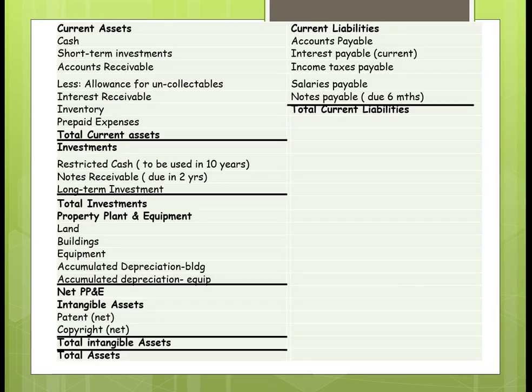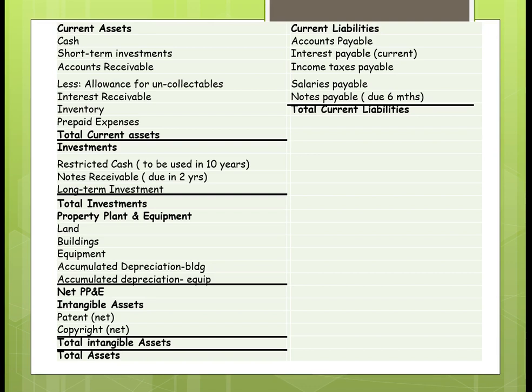Now, personally, I think I would have had salaries payable after accounts payable, because normally you can't wait too long to pay. Usually you're going to pay them the next week. So it's just my opinion. So this is what this would look like.